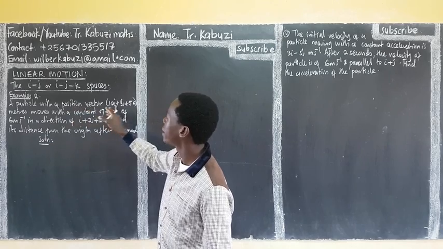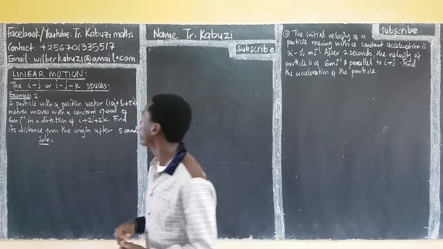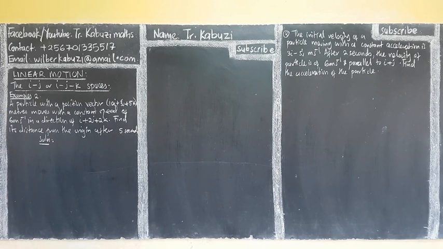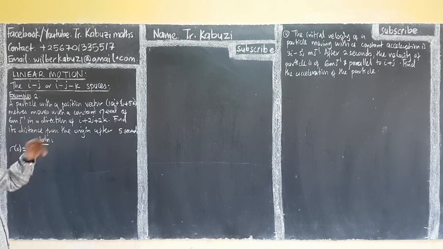A particle with a position vector is... so they are giving us a position vector. To summarize the question, our R, they are giving us, let me write it in column form: 10, 3, then 5. It moves with a constant speed.